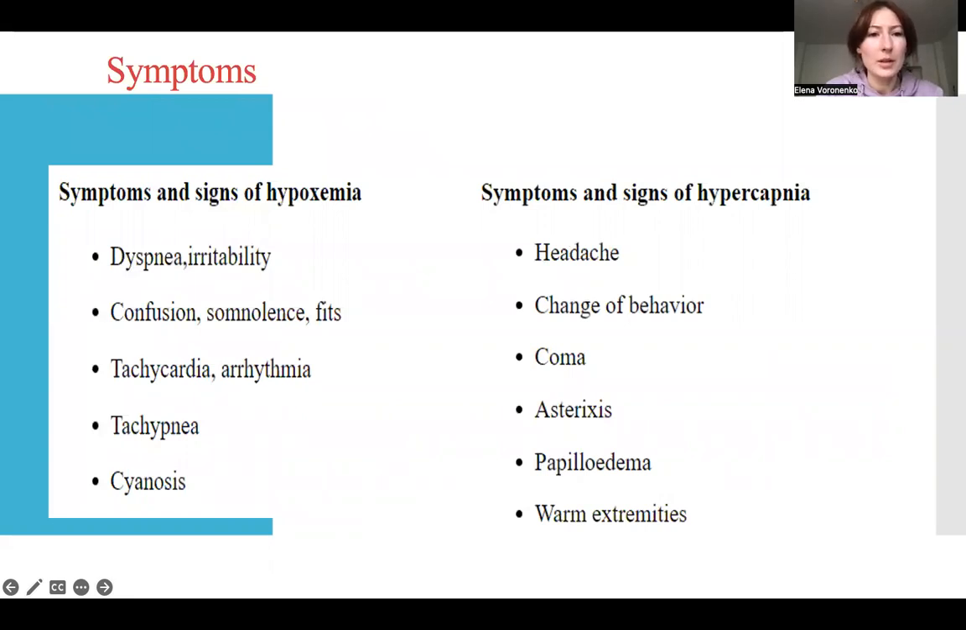Symptoms and signs of hypoxemia: dyspnea, irritability, confusion, somnolence, fits, tachycardia, arrhythmia, tachypnea, cyanosis. And symptoms and signs of hypercapnia: headache, change of behavior, coma, asterixis, papilledema, warm extremities.